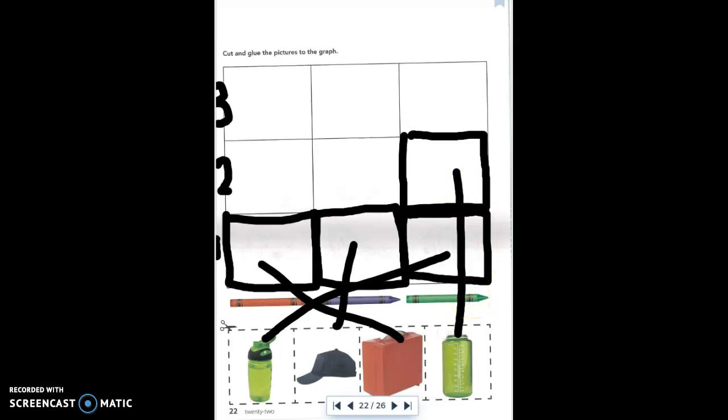All right, that's all we're doing for today. That was just practicing sorting and learning about graphs. You can finish up your page when you're all done, stick it in your math folder.